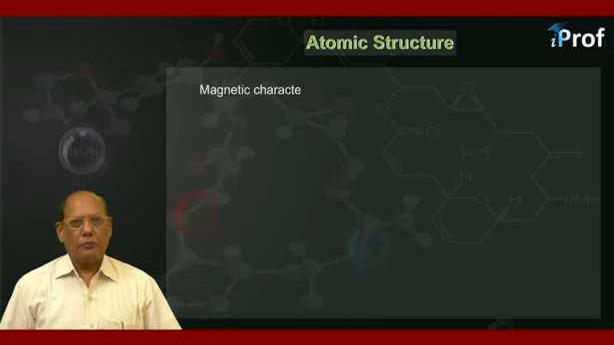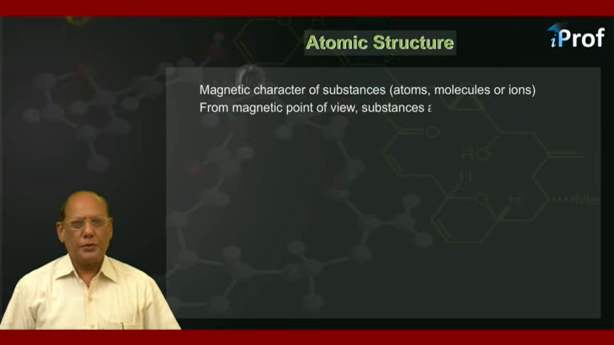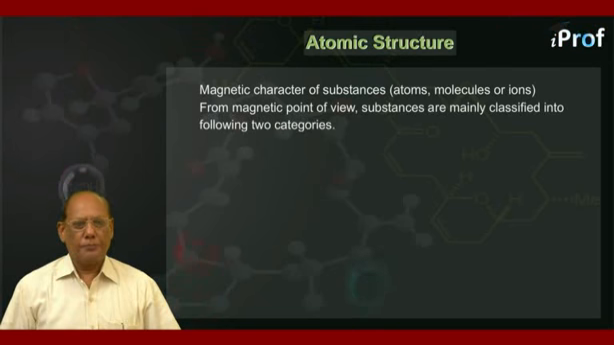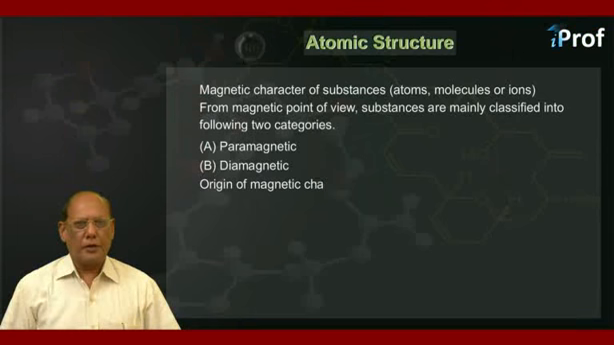Magnetic character of substances, atoms, molecules or ions. From the magnetic point of view, substances are mainly classified into the following two categories: A. Paramagnetic, B. Diamagnetic. Let us first of all understand the origin of magnetic character.